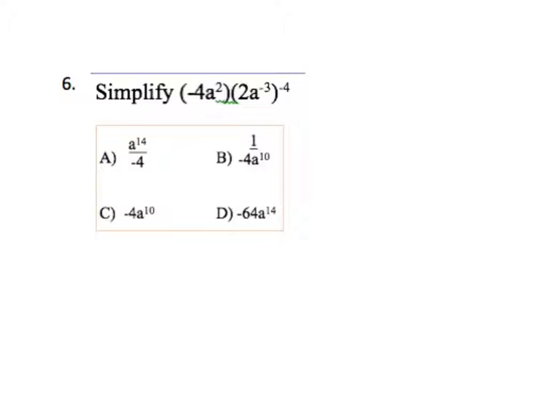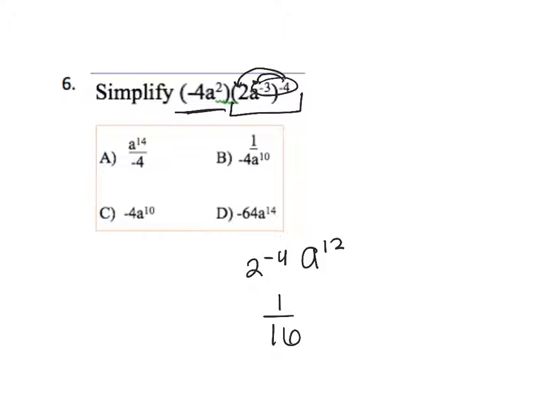Problem number 6 involves the power rule, and then we'll do the product rule. So first, doing the power rule, it's 2 to the negative 4th power, because we're distributing the negative 4 here. And when we're with the power rule, we multiply our exponents. So it becomes a to the 12th power. 2 to the negative 4th is 1 over 16. So it becomes 1 over 16, a to the 12th power.